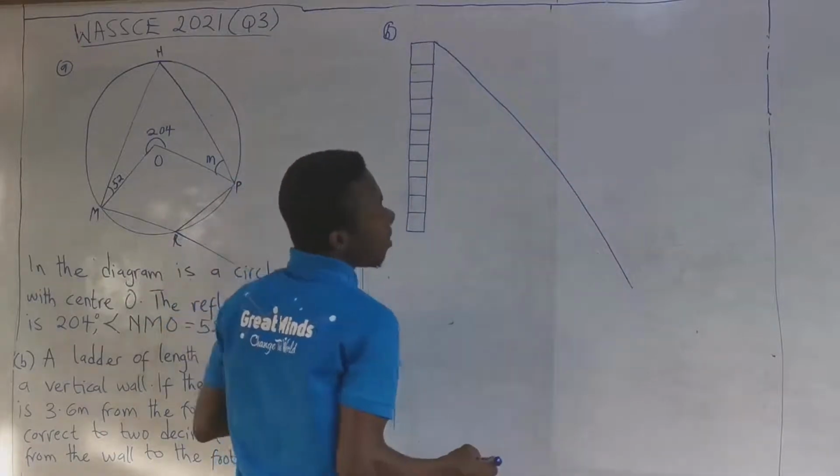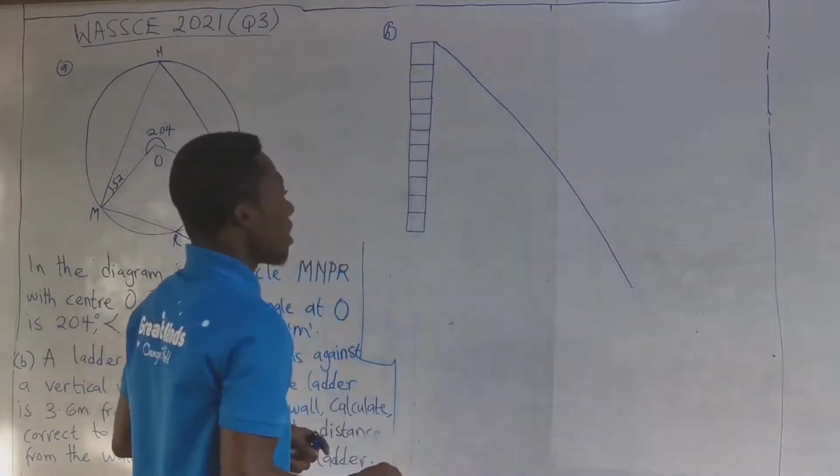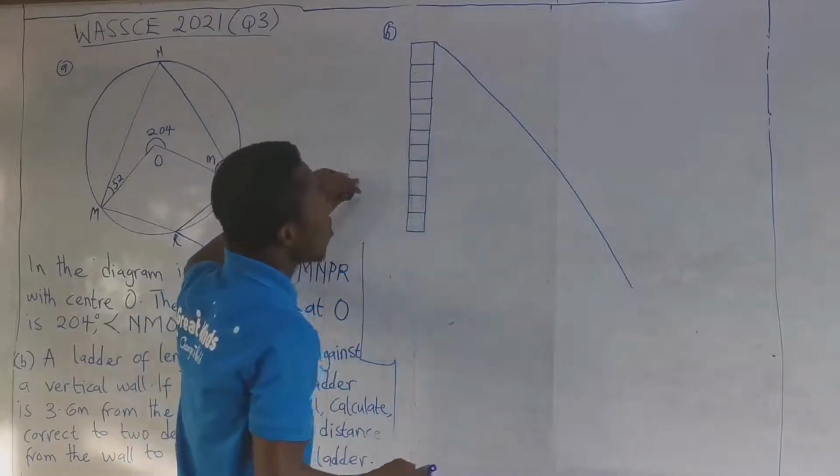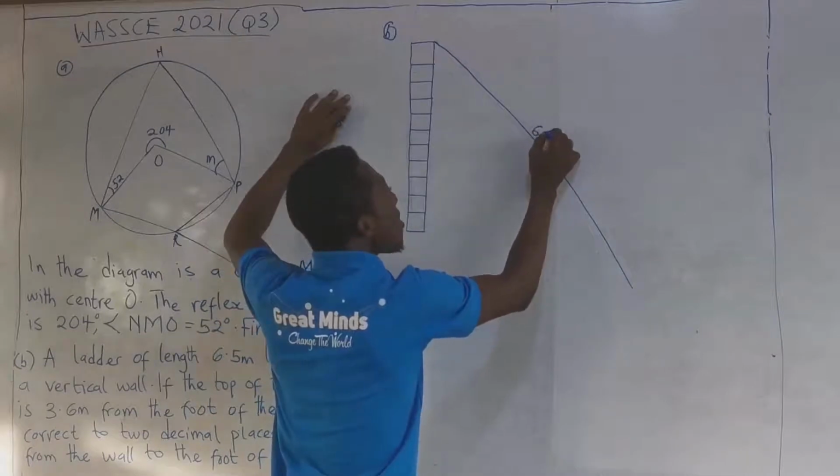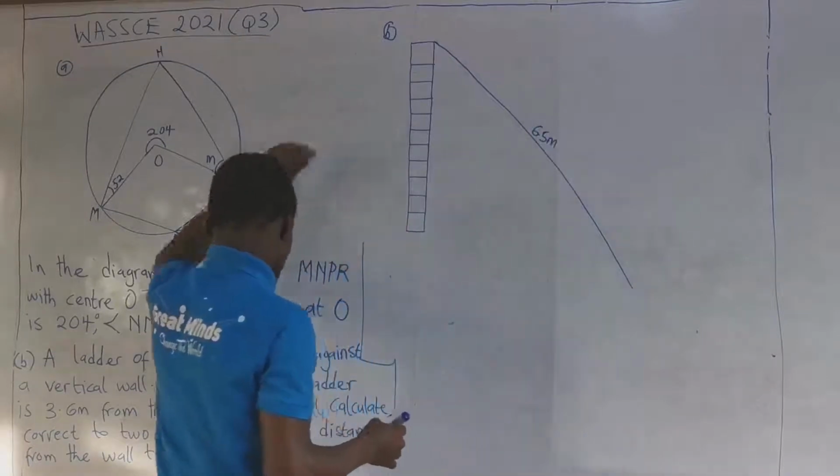This is how the ladder leans that way. Is that okay? So it leans against it. So the length is going to be 6.5 meters. Is that okay? So let's continue with it.